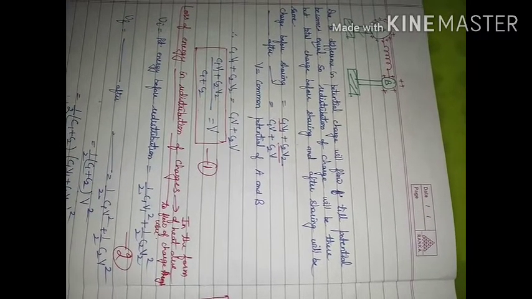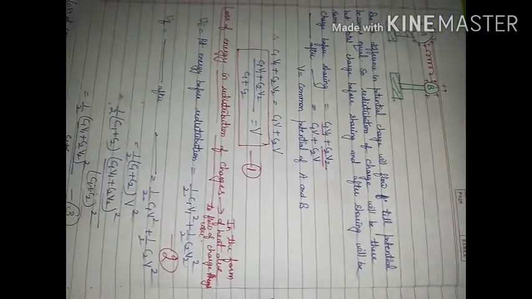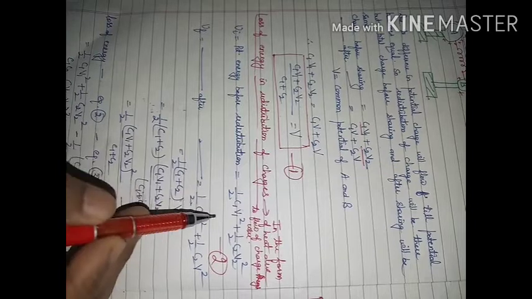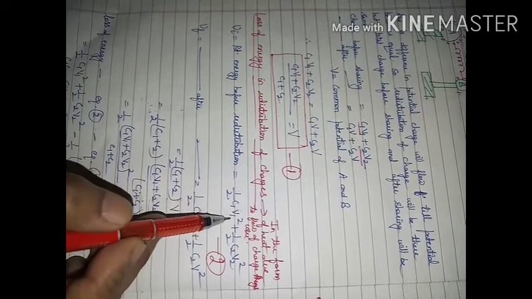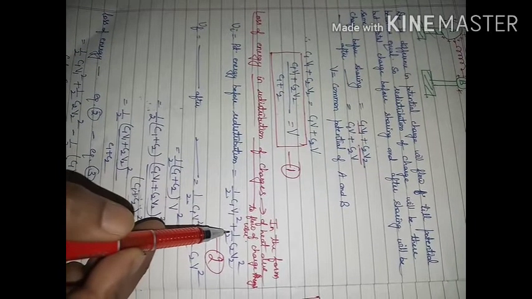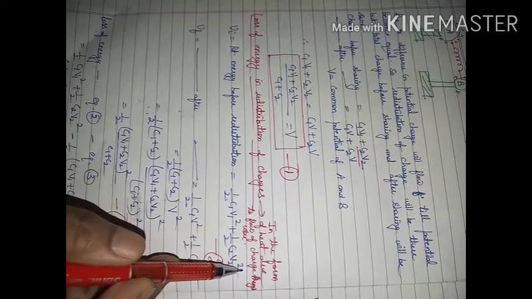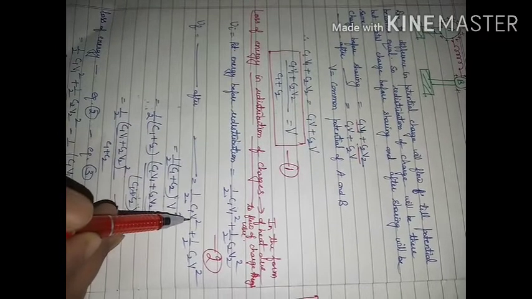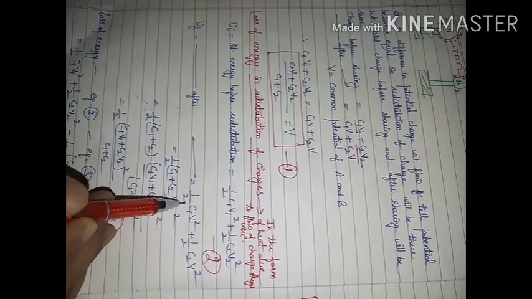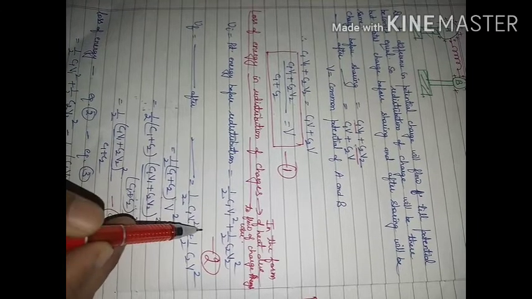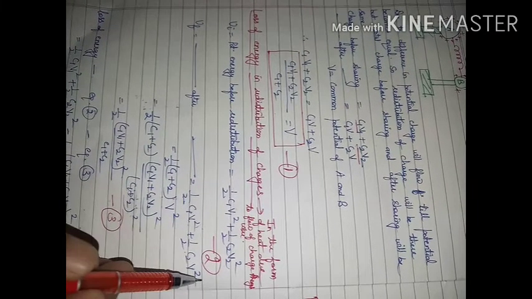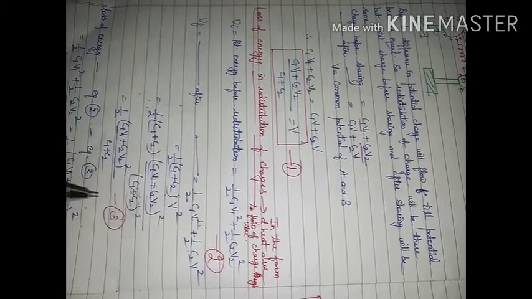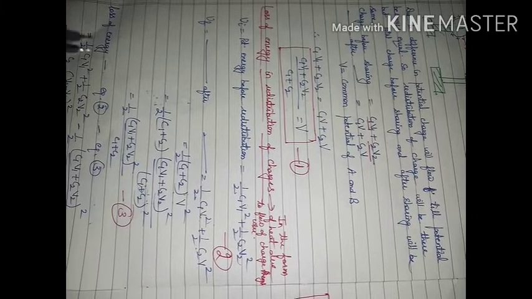Now we have to find what the loss of energy is. Before sharing, before redistribution, the first capacitor had energy half C1V1 square, and the second was associated with energy half C2V2 square. This is before sharing. After sharing, they will reach a common potential, so the energy will be half C1V square plus half C2V square. Loss of energy is there. It means this energy value is more and this energy value is less.